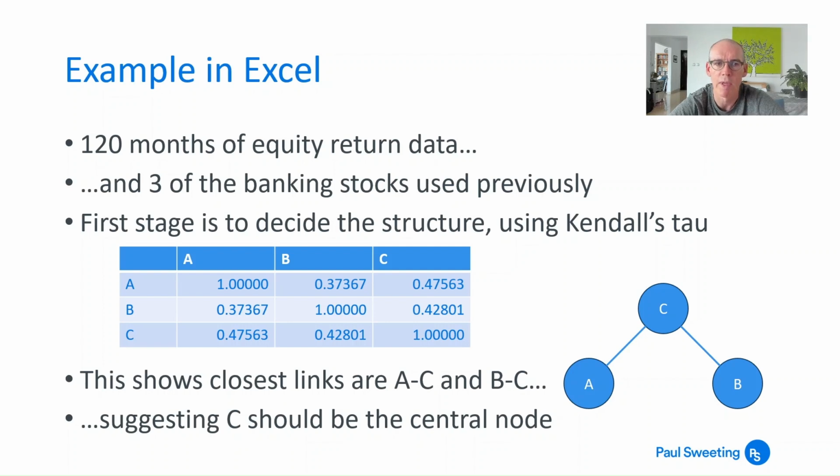What we can see from this is that the highest values of Kendall's tau are between A and C and B and C. So what that suggests is that C should be the central node, and both A and B should be connected to C rather than to each other. So this gives us the shape of the vine copula that we're going to be using.